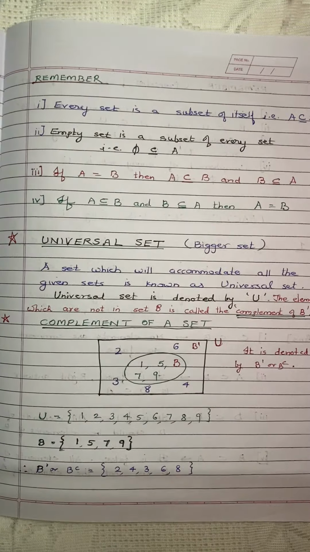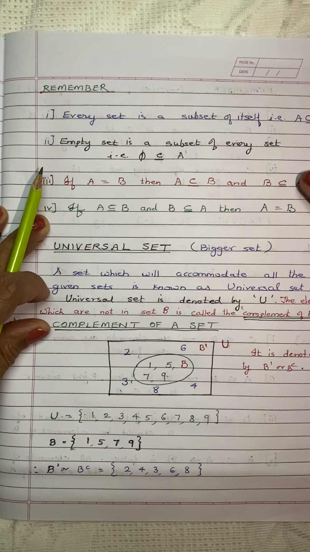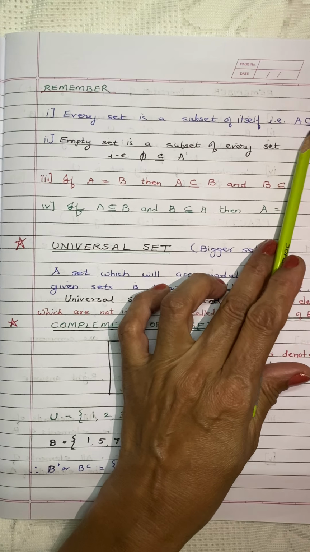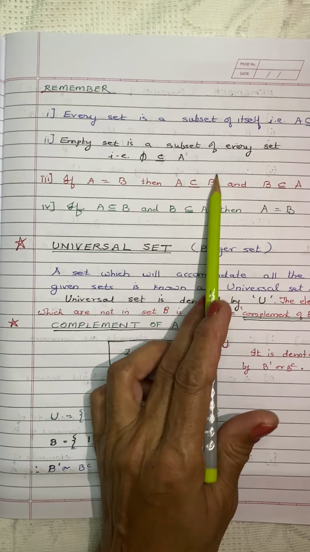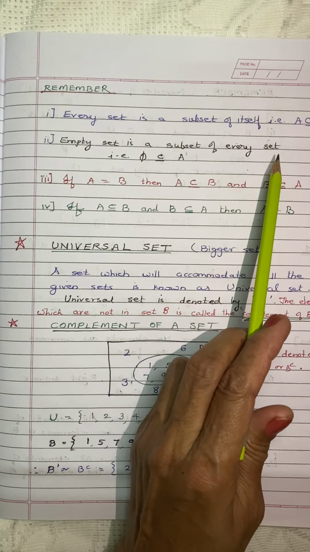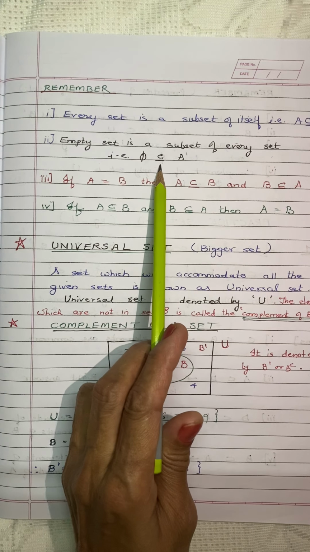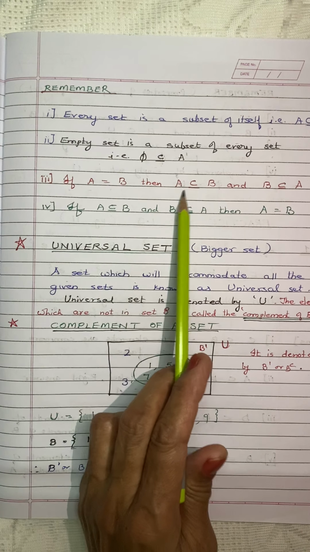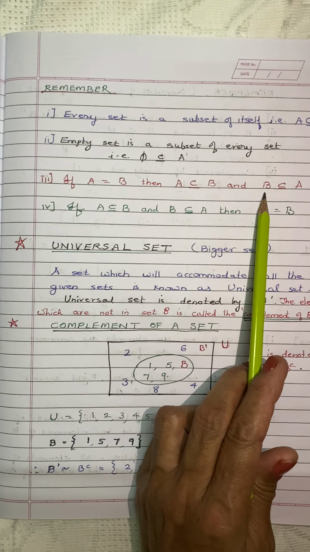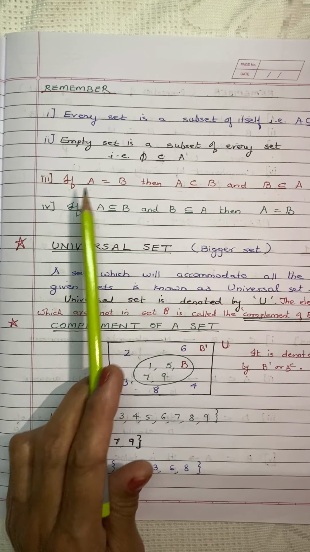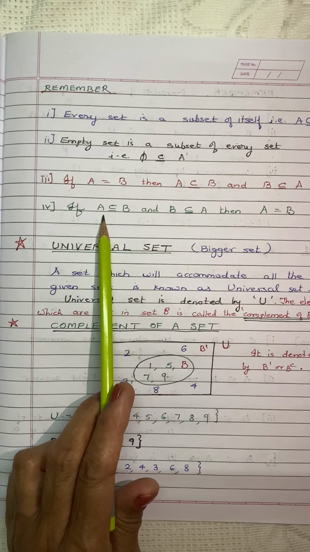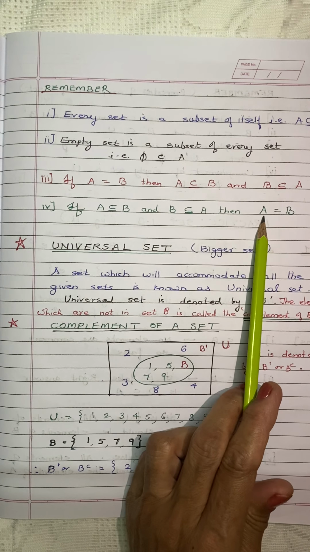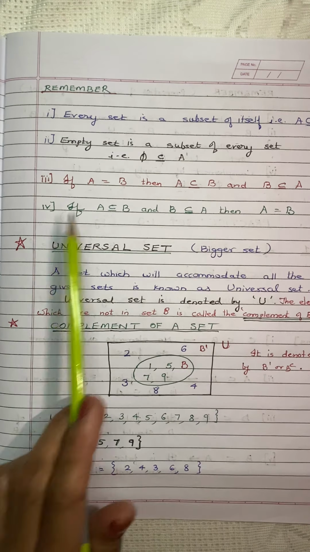What we need to remember is, first, every set is a subset of itself: A is a subset of A. Empty set is a subset of every set. That is, the empty set is a subset of A. Then if A is equal to B, then A is a subset of B and B is a subset of A. If A is a subset of B and B is a subset of A, then A is equal to B, and vice versa.